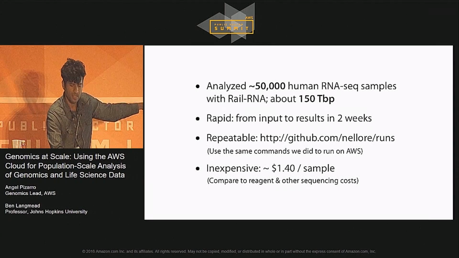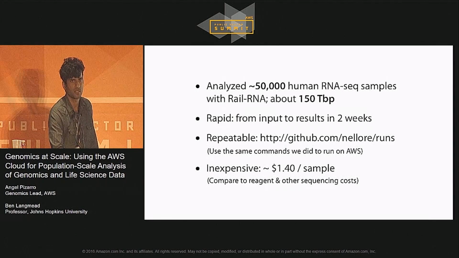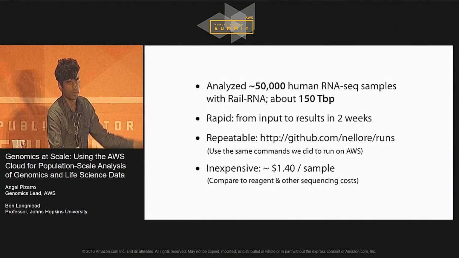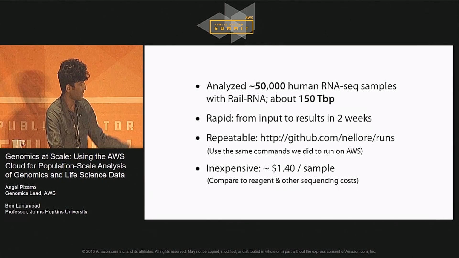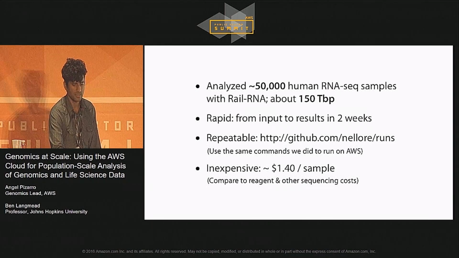We have a paper on this. It's called Human Splicing Diversity Across the Sequence Read Archive. You can read it on bioRxiv. And we did all of our analysis for this on elastic MapReduce. It's repeatable. You just visit this GitHub repo, and you can see the commands that will reproduce our results, same software on the same hardware.